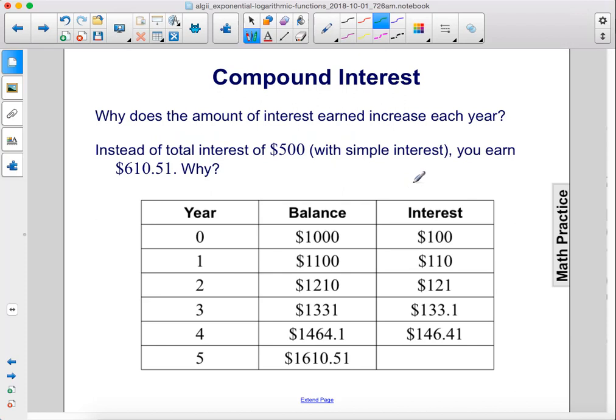Why does the amount of interest earned increase each year? Instead of total interest of $500, you earn $610.51. Why is that? Well, that's because instead of always calculating the interest based on the principal or initial balance, we're adding that interest and then having a new account balance, and then we're calculating the next year's interest based on the new amount, not the old amount. So you're getting interest on the extra every single year.